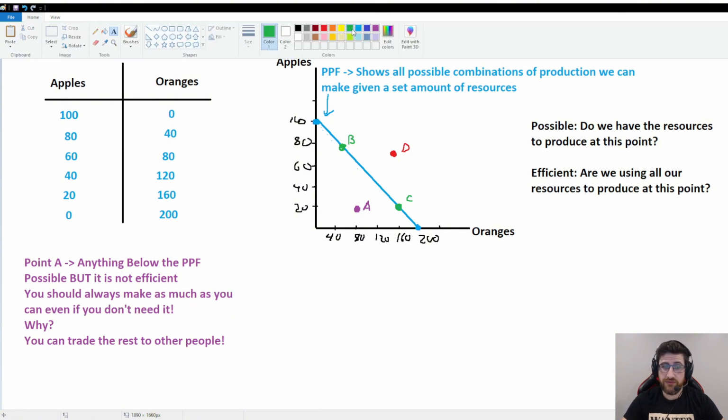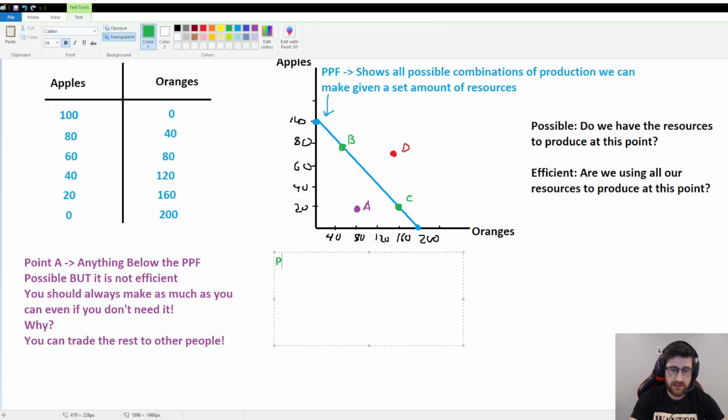Next up, we have B and C. Now, there's a reason I put 2 points here, all right? So point B and C. This is anything on the PPF. Okay, so you'll notice B and C are both on the line itself. And again, we ask ourselves the same 2 questions. Is it possible? Is it efficient? Well, it is possible because, again, we can go up and onto the line. That's totally fine.